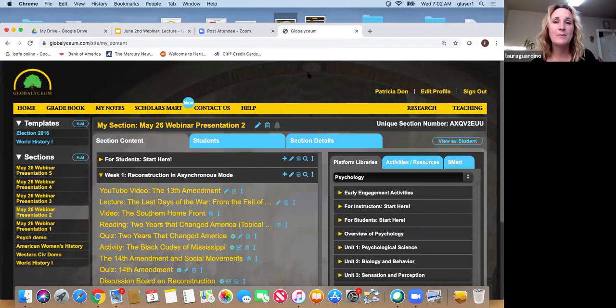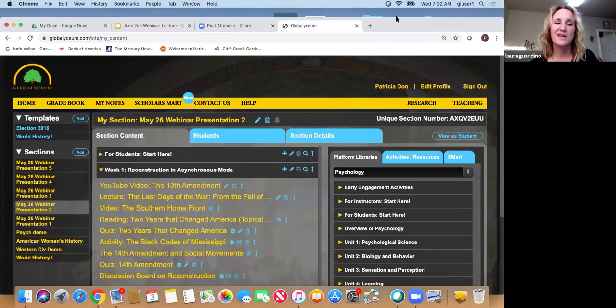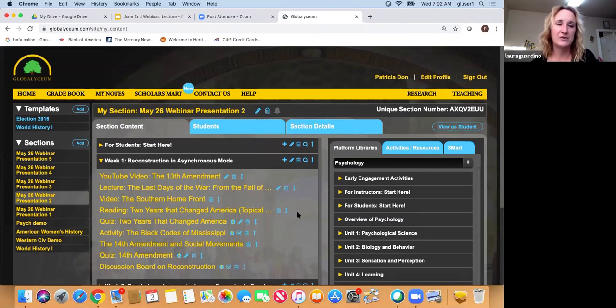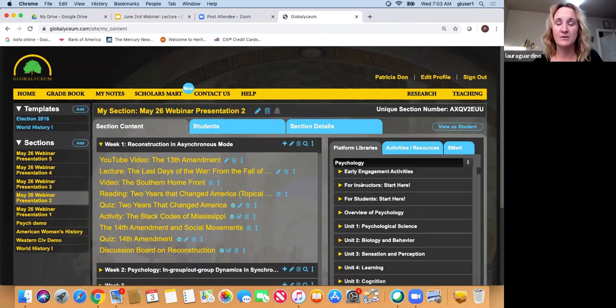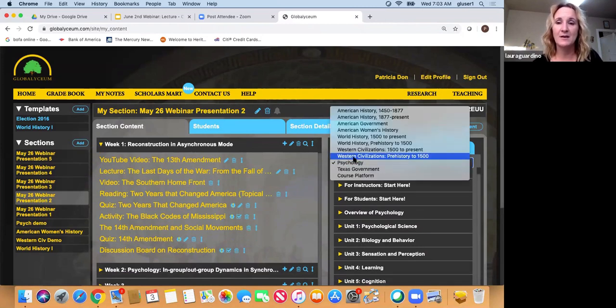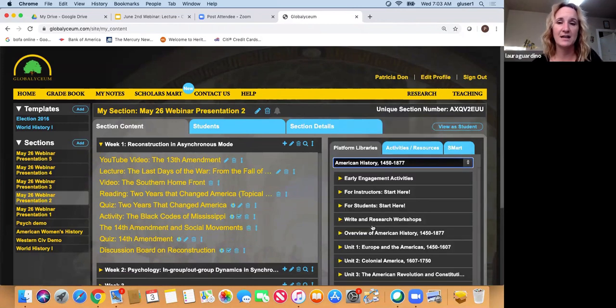So again, I keep everything in Global ICM because it lets me have master control and tweak my content as we go. I know Canvas does this, but Global ICM has all the content already in the library that you see on the right. So it's much easier for me to do everything in Global ICM and tweak it and then take it to the two universities or colleges that I teach at.